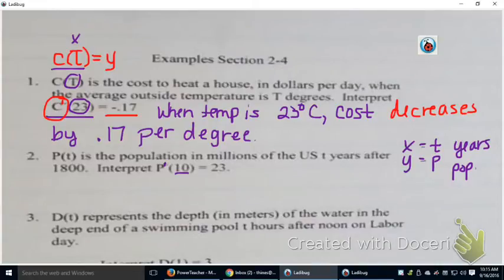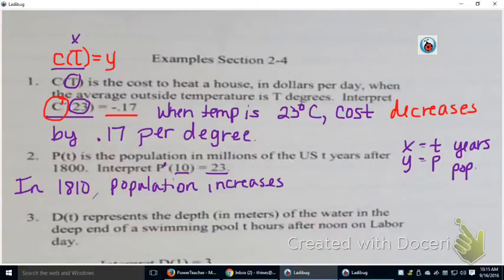So start off with what's in parentheses. We have the 10. I know that x represents years. So that 10 is representing the years after 1800. So we're talking about in the year 1810. We talk about what y does because y is the thing that is increasing or decreasing. So since we're talking about population, that means that population is increasing since I have a positive 23. So it's increasing by 23 per whatever x represents, per year.